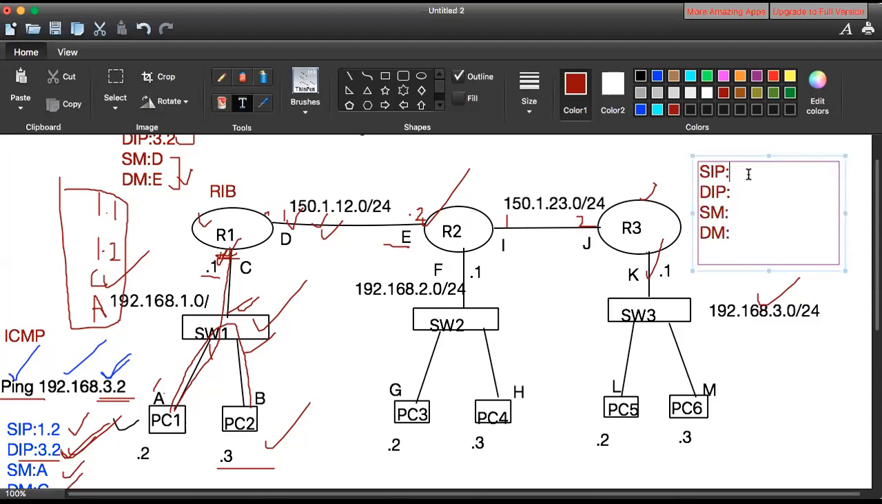The source IP is going to be what? The same, 1.2. Source MAC is going to be now K. Destination MAC, if it doesn't know, it is going to send ARP. With the ARP, it is going to learn the MAC address of dot two. Dot two is going to reply with its own MAC address, saying destination MAC is L. And finally, R3 would send that ICMP echo request to this interface.